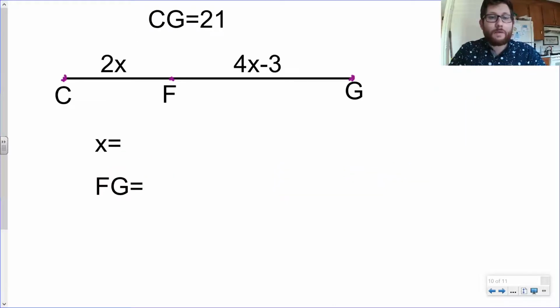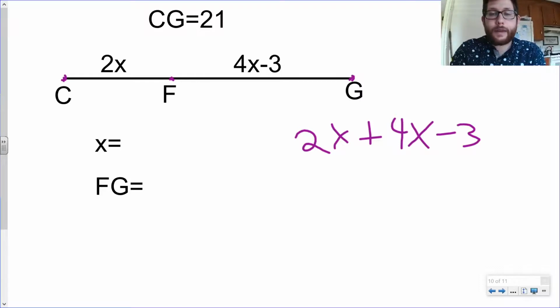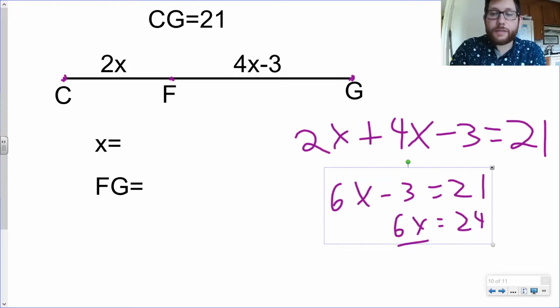We are going to look at one other problem, though. So what if we throw in some more variables? Same concept. We're just going to work the problem just a little bit further. So once again, I've got 2x plus 4x minus 3, and I'm going to set it equal to 21. And so I've got 6x minus 3 equals 21. So 6x is equal to 24. We add 3 on both sides. Then divide by 6. We should end up with x is equal to 4.